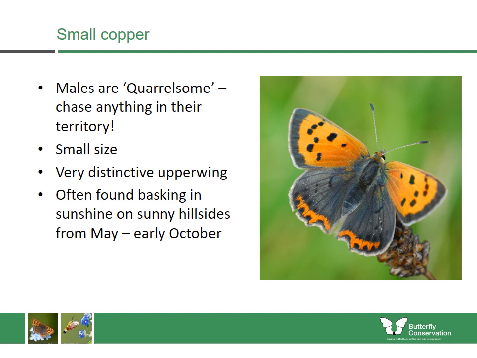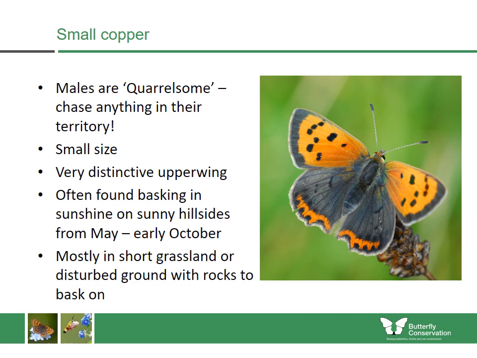This is another species with two generations per year. They're mostly found in short grasslands or even disturbed ground with rocks to bask upon. And this really is a species which can be found in places like disused quarries or old building sites, places where there's enough rock for them to bask upon and to heat up.